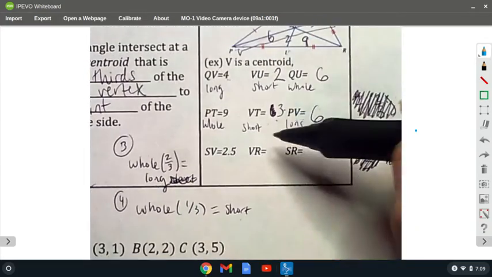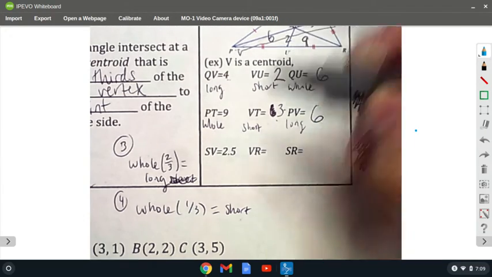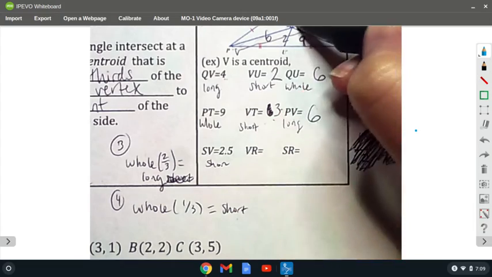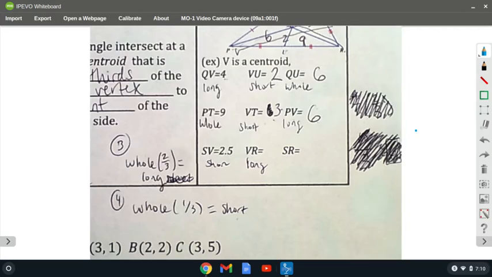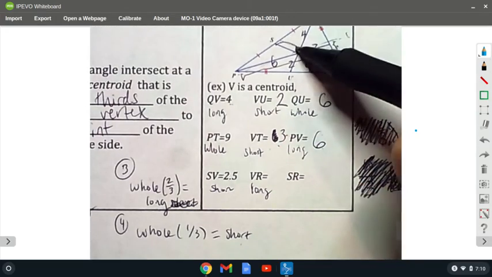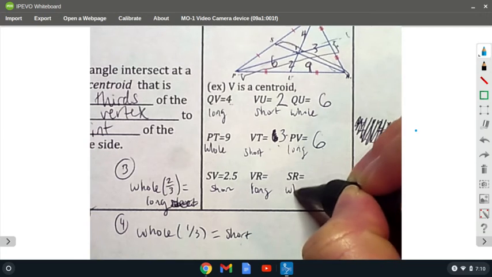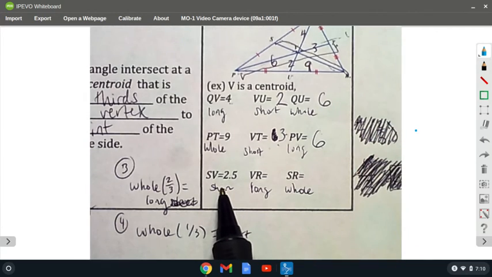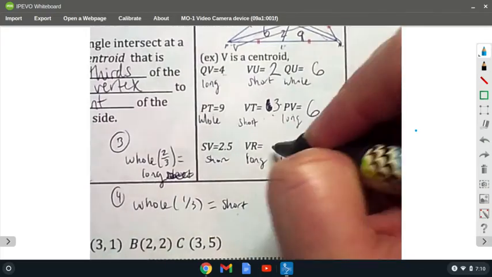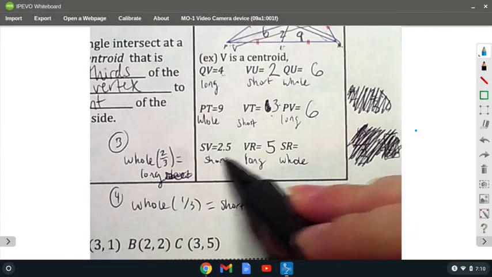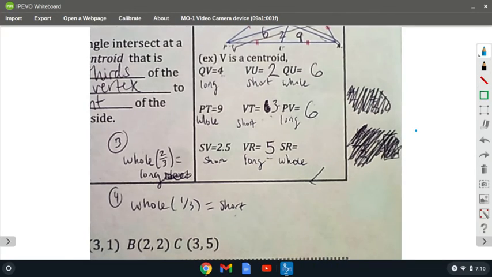The next one here says that SV is 2.5, which is here. That's definitely our short piece. VR would be our long, and then the whole thing would be this whole piece SR. So short, long, whole. Okay, so if I multiply the short piece times 2, I will get my long. So 2.5 times 2 gives me 5. And if I add those together, I'll get my whole piece. 2.5 and 5 gives me 7.5.